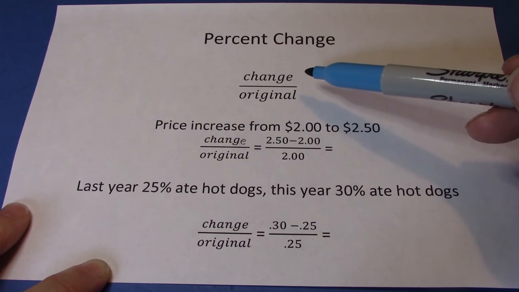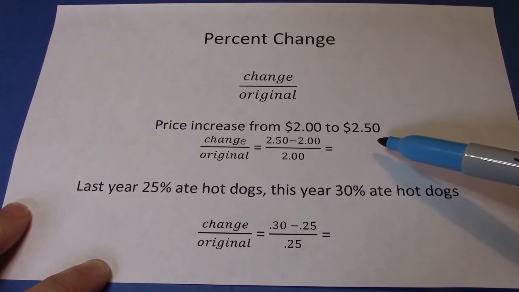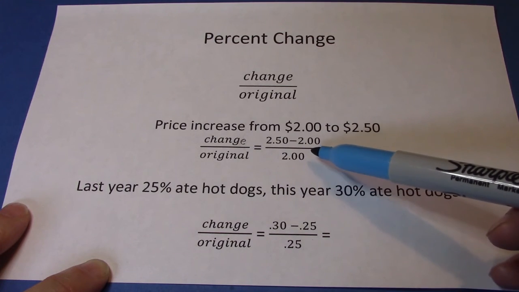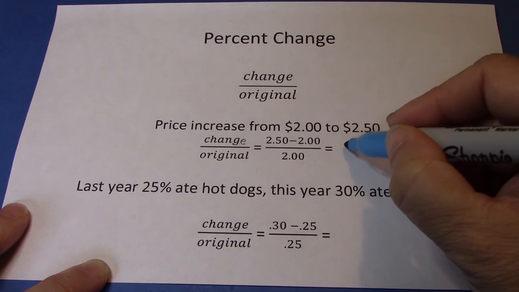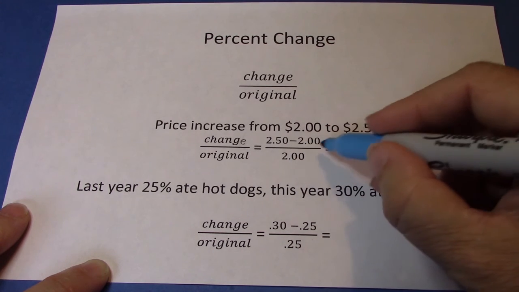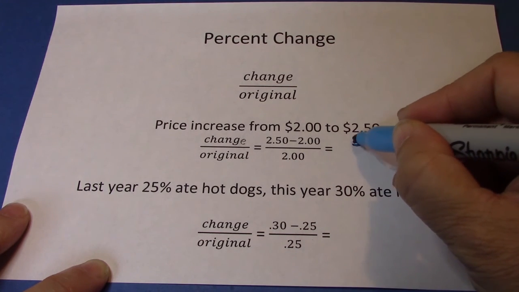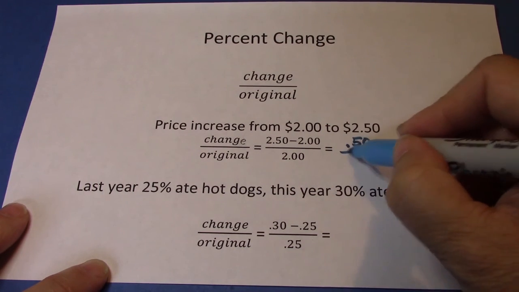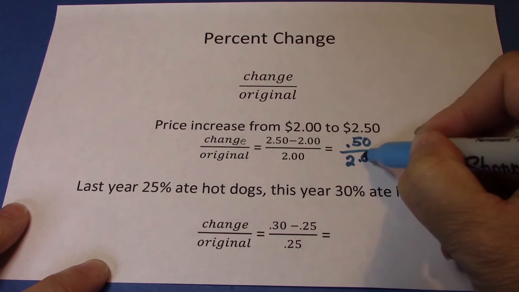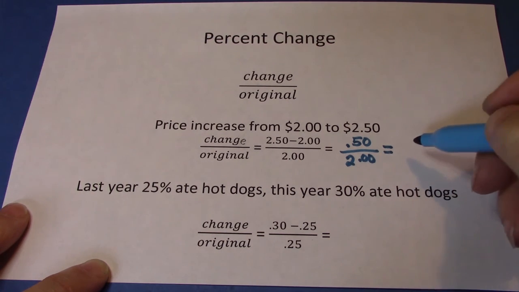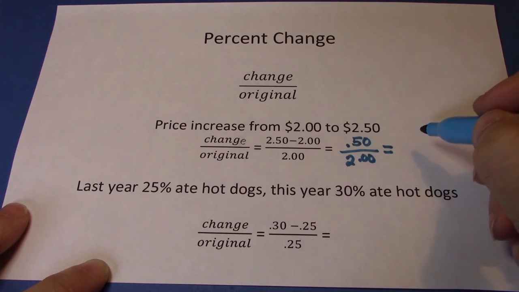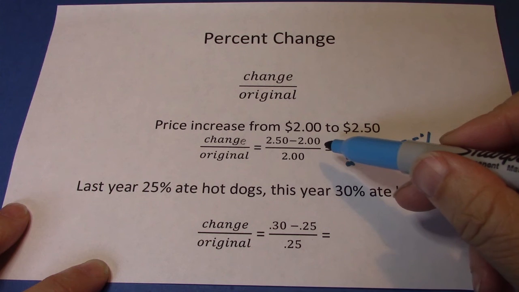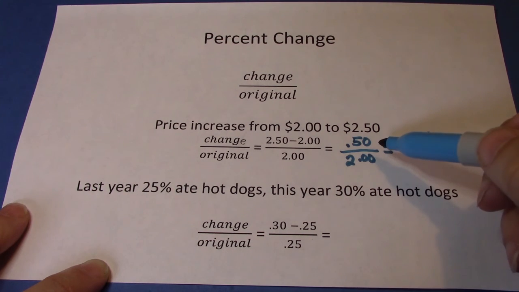So for the price increase to go from $2 to $2.50, we find the change by taking the second value, subtract the original value, and that would be $2.50 minus $2, or 50 cents. And the original, that's what the price started off as, and in this case that's $2. If we do that division, we'll find that that is 25%. So that's a 25% increase from $2 to $2.50.